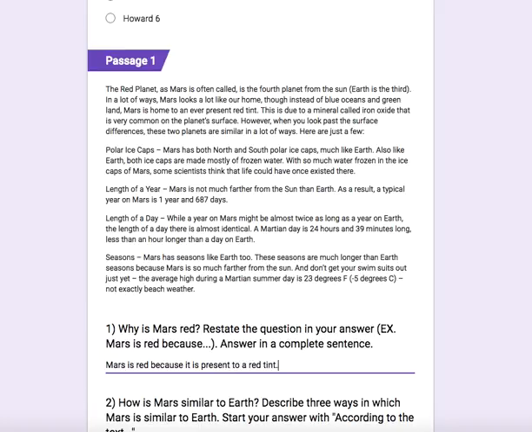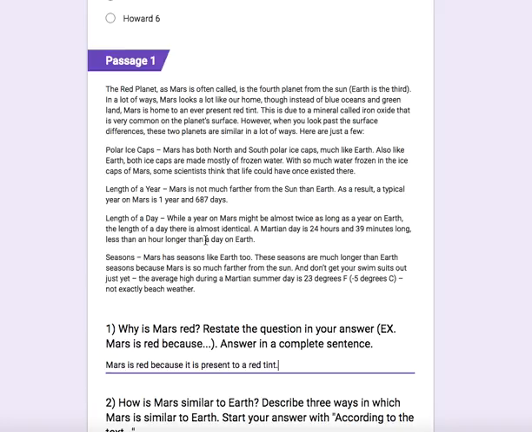Now here's the problem. Teammates, tint means color. So Mars is red because it has a red tint, right? That's basically saying it's red because it's red. Now you might be thinking, Mr. Duell, I don't know what tint means. That's okay. Sometimes when you read, you don't always know what the word means.